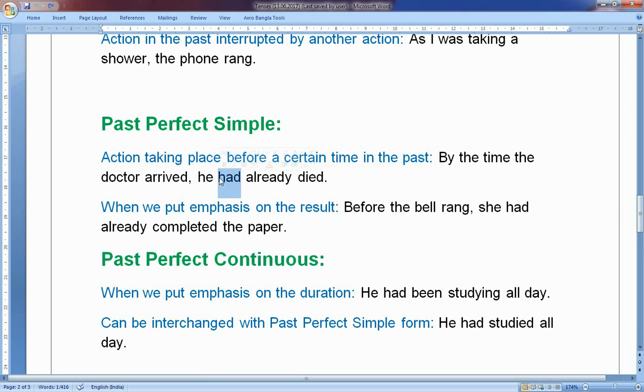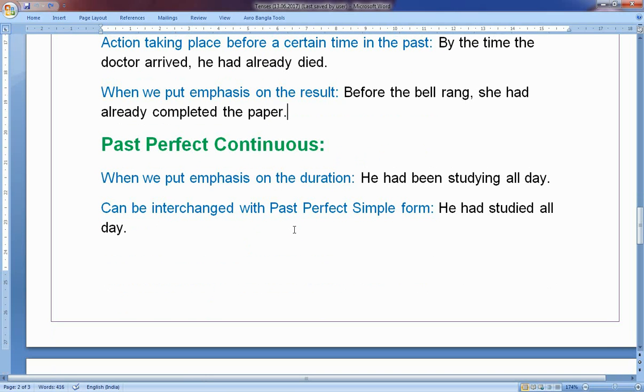Secondly, when we put emphasis on the result. Example: before the bell rang, she had already completed the paper. So what is the result of the entire exercise? The entire exercise result is that she had already completed a paper.